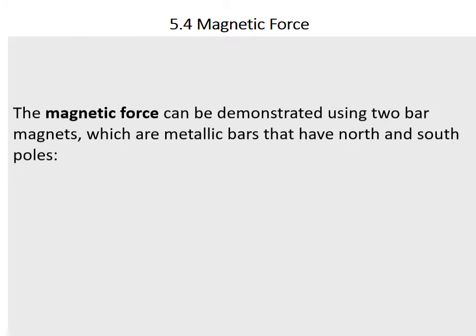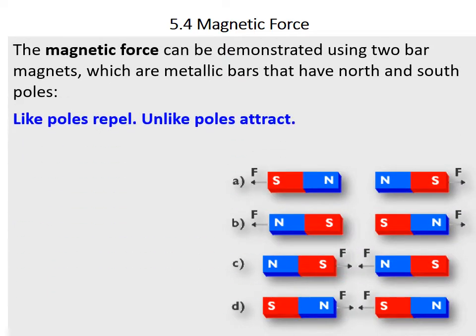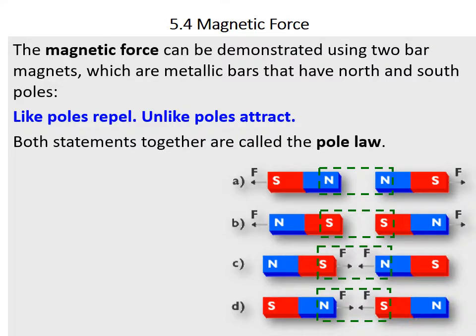Okay, the magnetic force can be demonstrated using two bar magnets, which are metallic bars. They have north and south poles. Like poles repel, unlike poles attract. This is called the pole law.